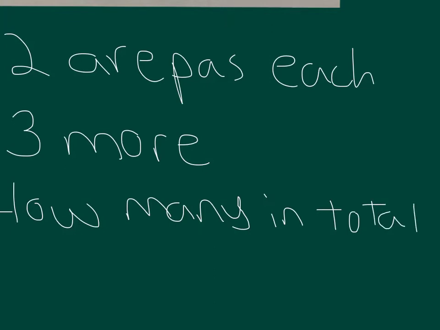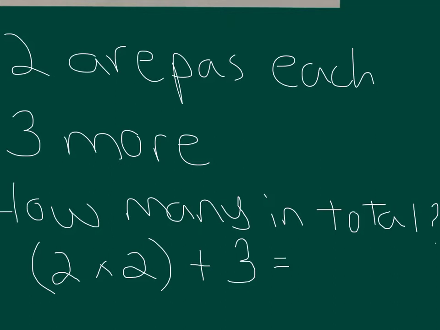Well, how would you write this as an expression? 2 arepas each. It's 2 people, and we ate 2 each. Well, I would do 2, which is Fauzi and myself, and we each ate 2. There we go. And then we bought 3 more. So, if you solve this, what's 2 times 2? 4 plus 3. There you go. About 7 arepas in total.